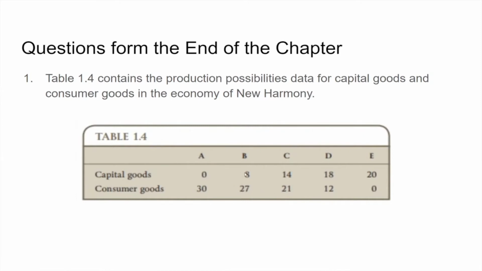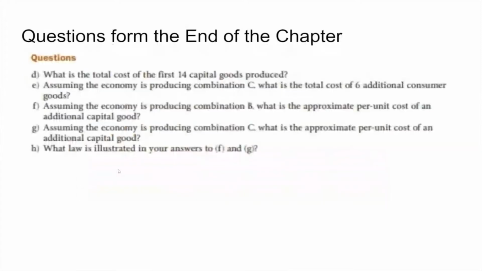And at combination C, you're only making 21. So what happens here? It goes down by 6. So an increase in capital by 6 equates to a decrease in consumer by 6. So basically, it's a one-to-one relationship. So if we add one more capital good, 9, we would have to decrease one consumer good to 26. See? Because it's a change of 6 at this one, change of 6 at this one. So one more would be an additional 1 and 1 less.